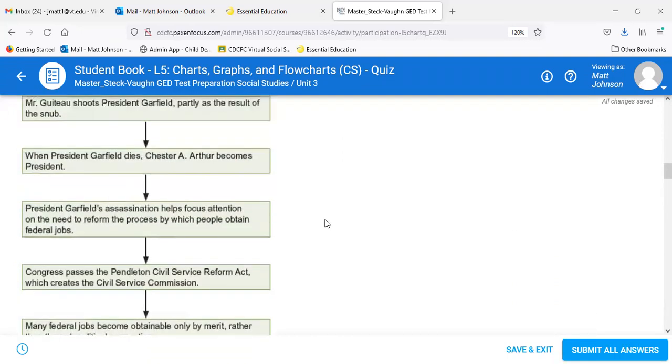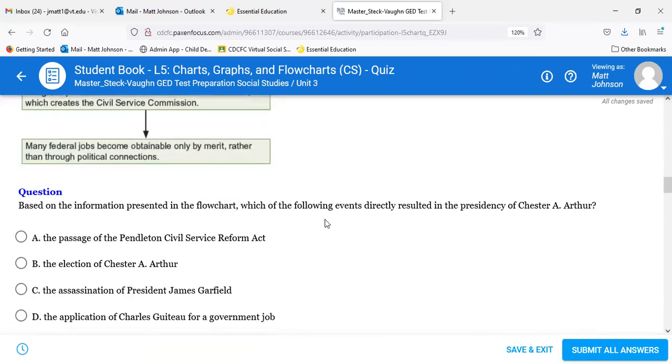Is it B? It's C. So C. What we're looking at is what event directly resulted in the presidency of Chester A. Arthur. So it was the assassination of President Garfield. Arthur was his vice president. Once he's assassinated, then order of succession, he becomes president. So yeah, 2 is C as in cat.